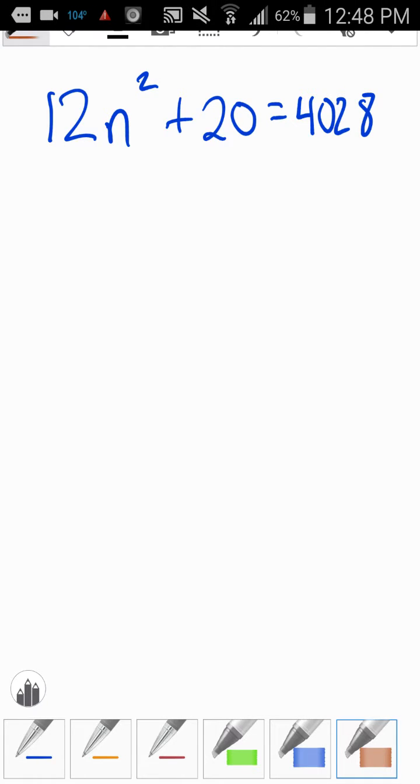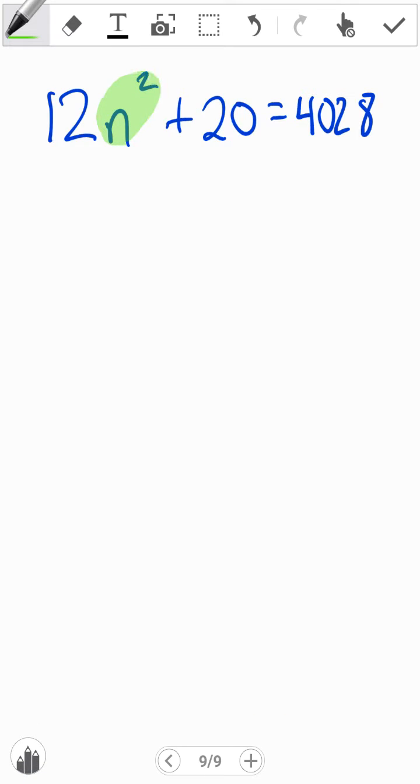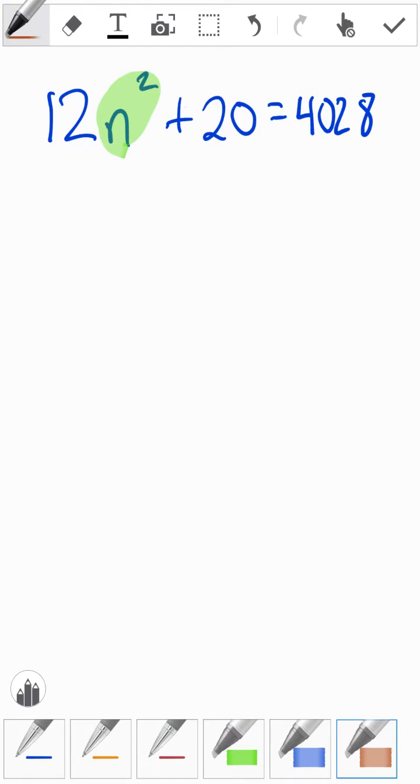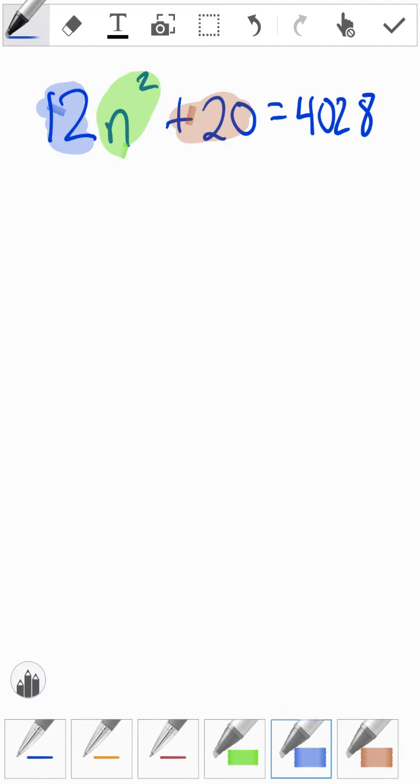Here in this example, we see that 12n squared plus 20 equals 48. So I notice that my n squared, my squared term, is not by itself. I've got to do some work to get it by itself. So I've got to move this away, and I've got to move this away. Okay, so here's how we're going to do that.